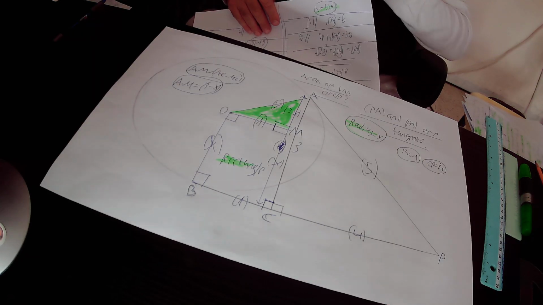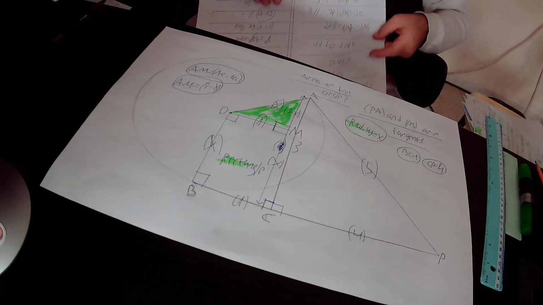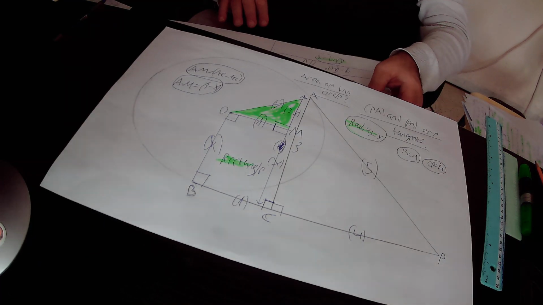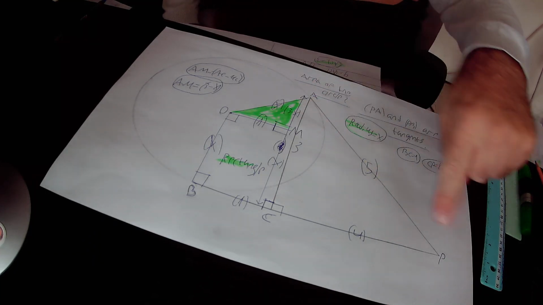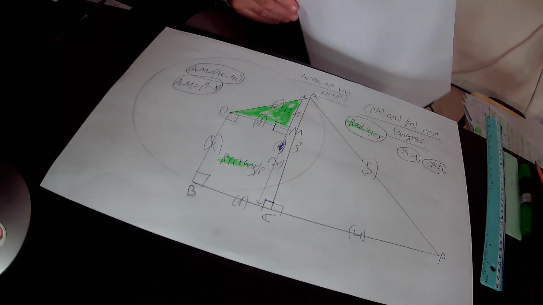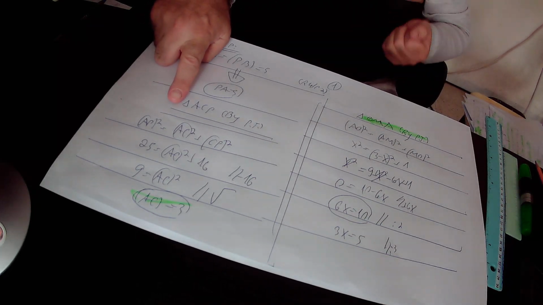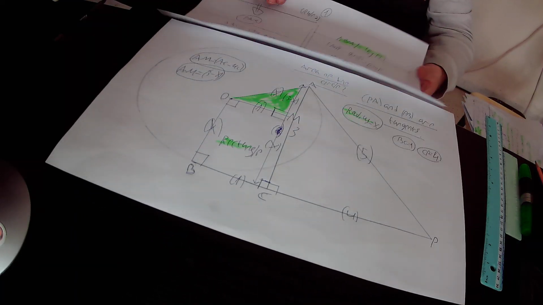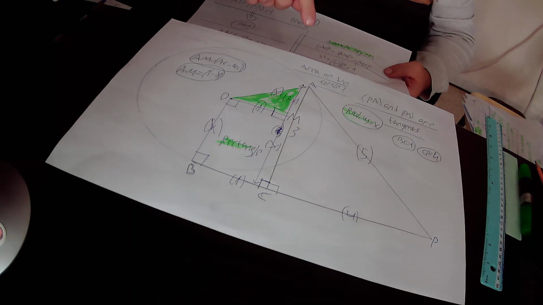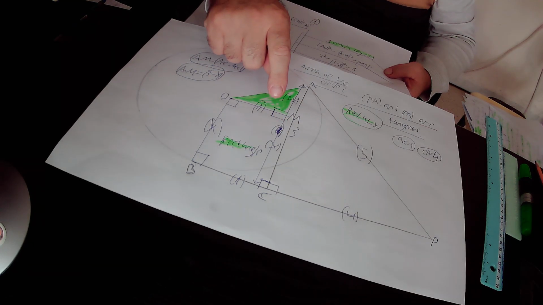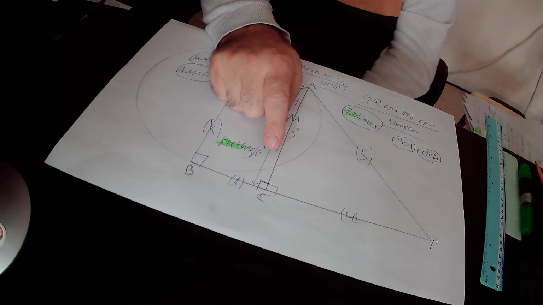In the next step, we apply the Pythagorean theorem on this right triangle ACP. According to the Pythagorean theorem, in this right triangle ACP, AP squared, the square of the hypotenuse, equals AC squared plus CP squared. AP is 5, and therefore AP squared is 5 squared, that is 25, and it equals AC squared plus CP squared, where AC is the missing side. CP is 4, therefore CP squared is 4 squared, that is 16.